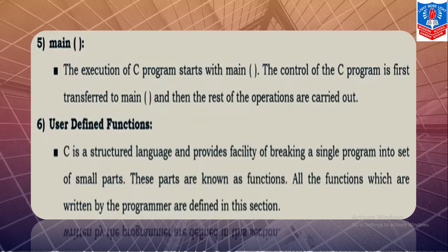Then we come to the fifth section, main. The execution of a C program starts with main. The control of the C program is first transferred to main. Then the rest of the operations are carried out. Then come user defined functions, children. C is a structured language and provides the facility of breaking a single program into a set of small parts. These parts are known as functions. All the functions which are written by the programmer are defined in this section.